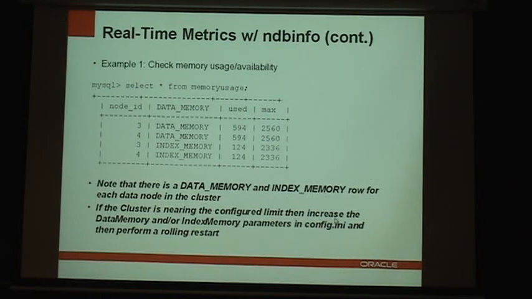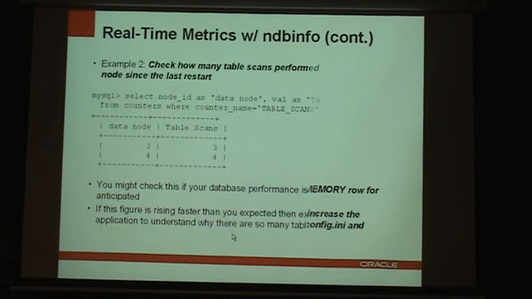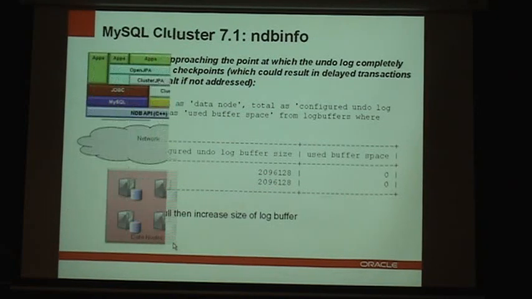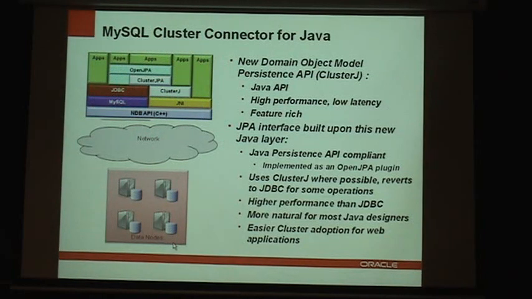If you need to see how it is, you can do a select star from memory usage and get a sense for where you stand with your data and your index. If it's nearing a configured limit, then increase the data memory and/or index parameters in config.ini. Some of the things we've been touching on are controlled by config.ini, followed by a rolling restart. Another example is how many table scans are performed. If your database is slower than anticipated, you can monitor this. Where this is going is that with Enterprise Manager or Monitor, the cluster information is in there as well, which we'll see in a slide or two.